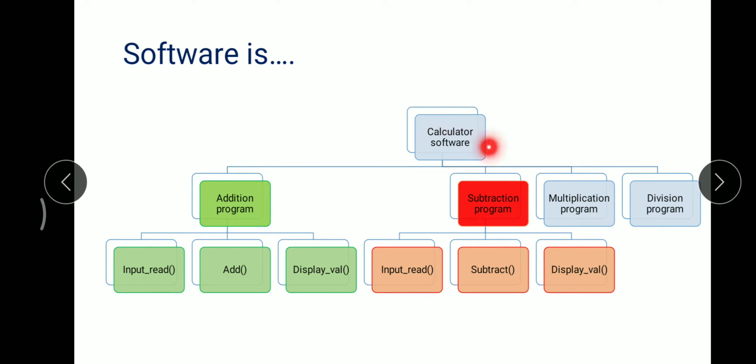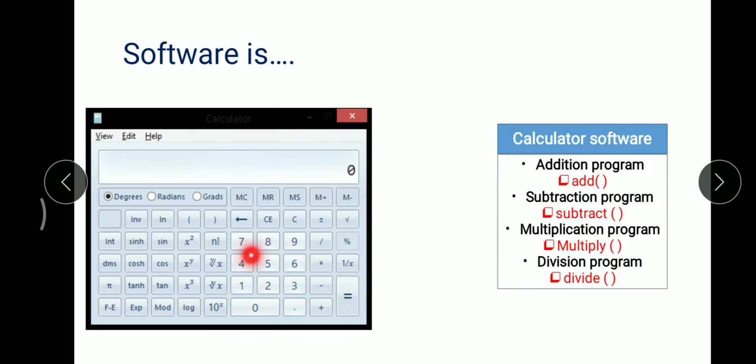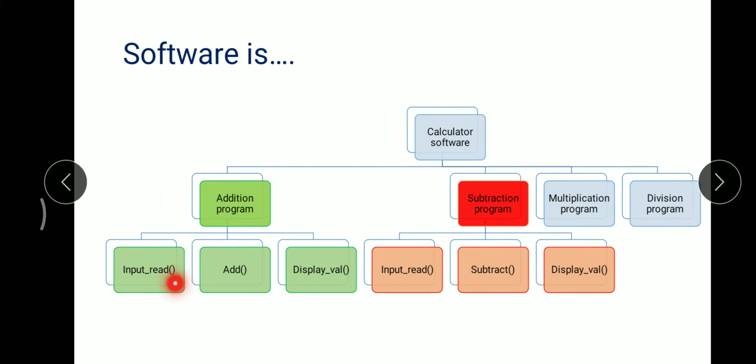The calculator software is a huge thing. It has different programs, and each individual program has individual functions or instructions. See, software, addition program. The program has an input read function, add function, display value function. We need to read the data from the button itself, is it not? If you are giving input through this button, the program has to read the data first. So this is the first function, input read function, then add function and display function.